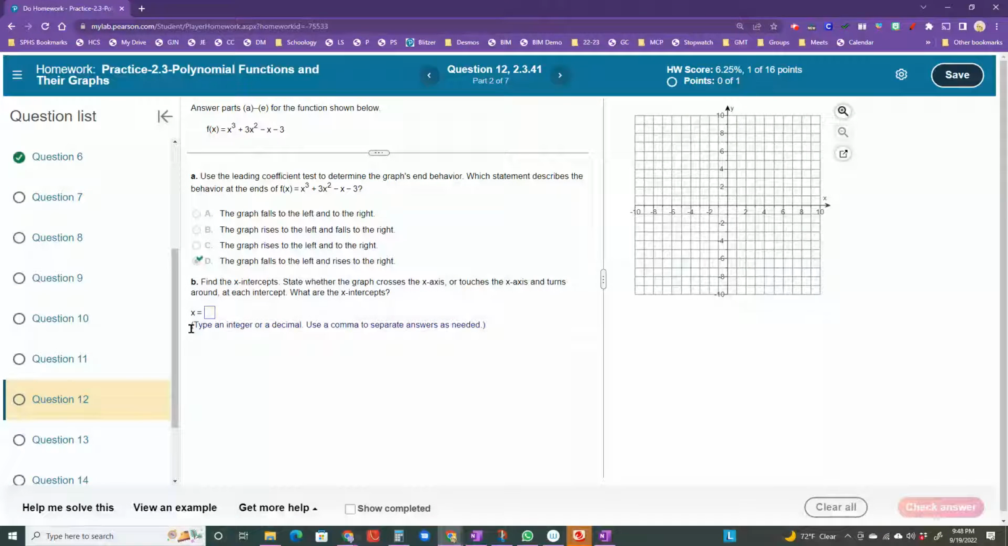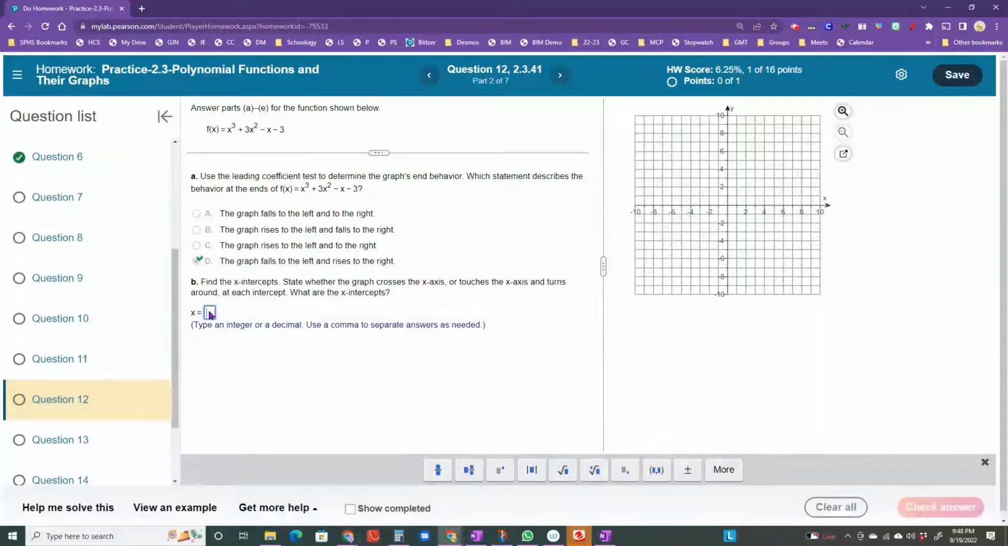Next, find the x-intercepts. Y'all pay attention. Type an integer or decimal. Use a comma to separate answers. So even though I write them as 0, whatever it is, comma 0, you've got to pay attention. Sometimes this program asks you to type them as coordinates, and sometimes it doesn't. But I have done the factoring, so I'm going to go ahead and say it's negative 3, comma negative 1, and 1.